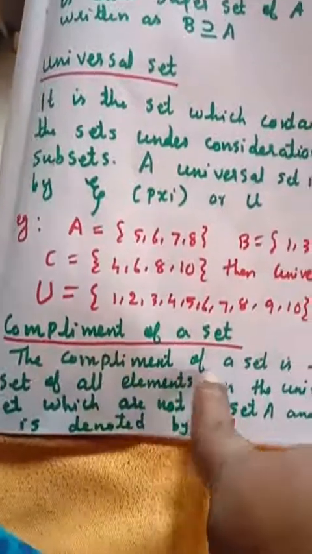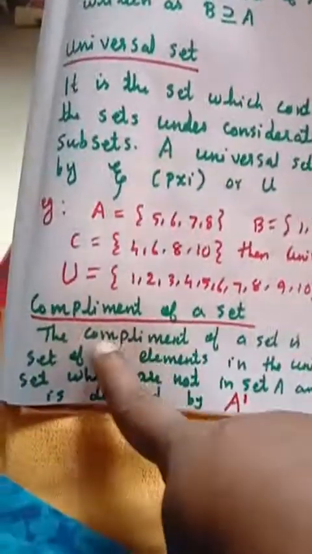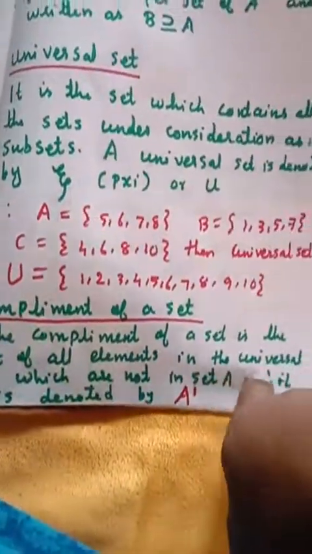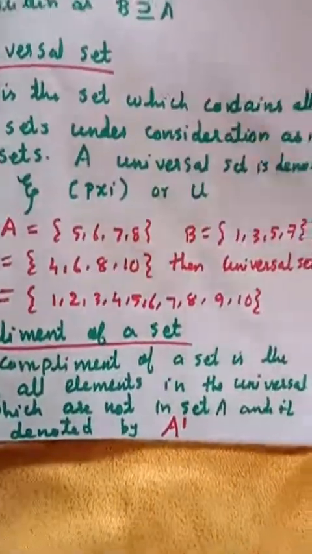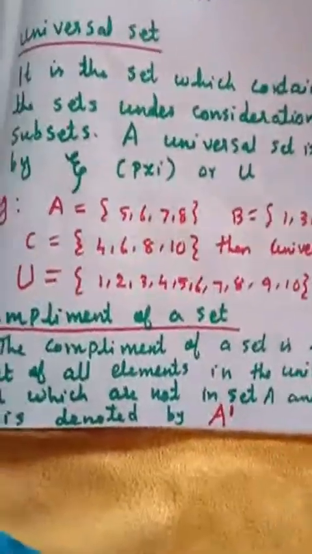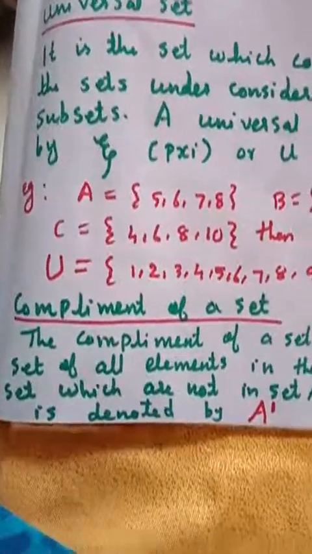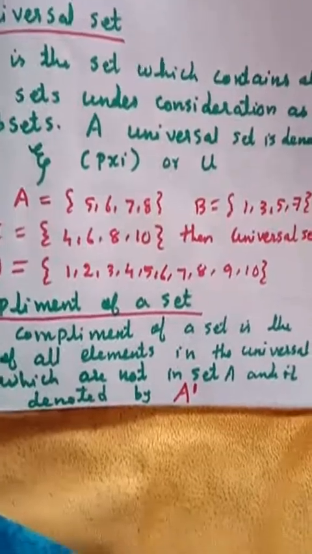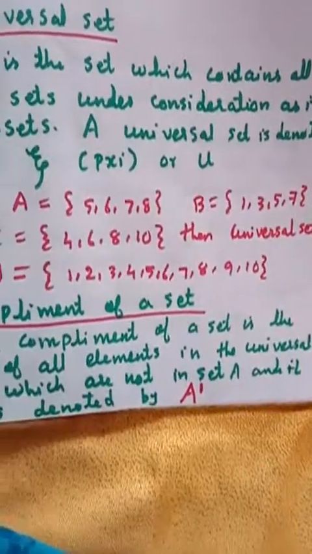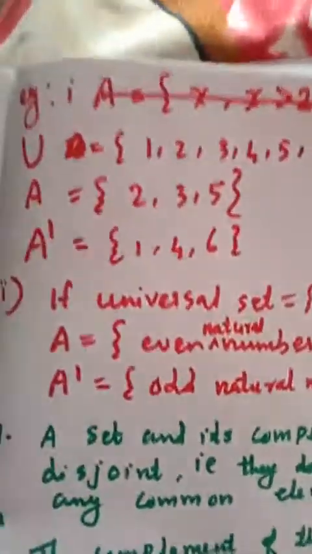The complement of a set is the set of all elements in the universal set which are not in set A. Suppose B complement. B complement means not in B but in the universal set. Okay, clear? Very important. Let us see some examples.